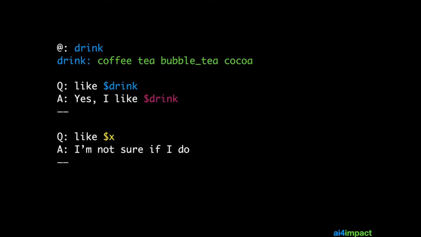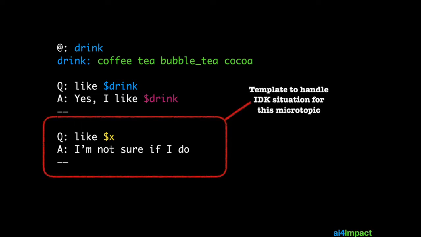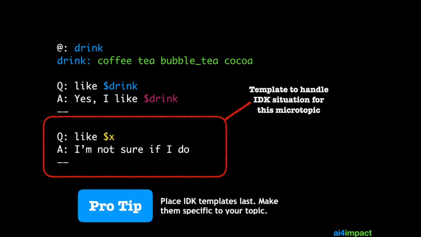Let's take this example here. You've got one type called drink with four things. And we have two templates. This template here, the second one, handles the IDK situation for this microtopic because the reference X will match anything, not just drinks. Always put your IDK templates last of all because they are the most general rule for your microtopic.